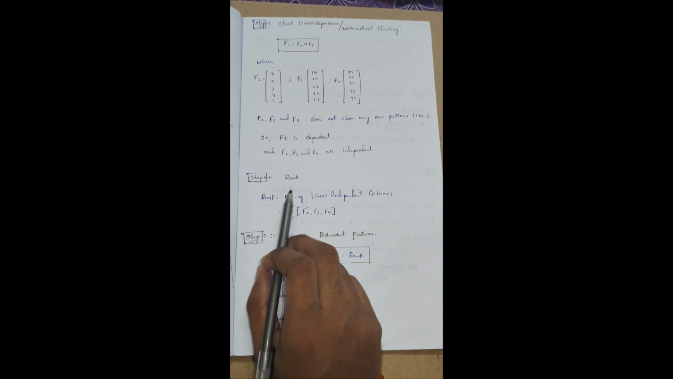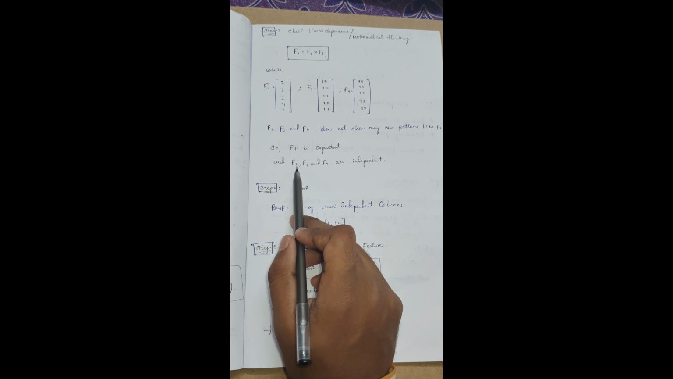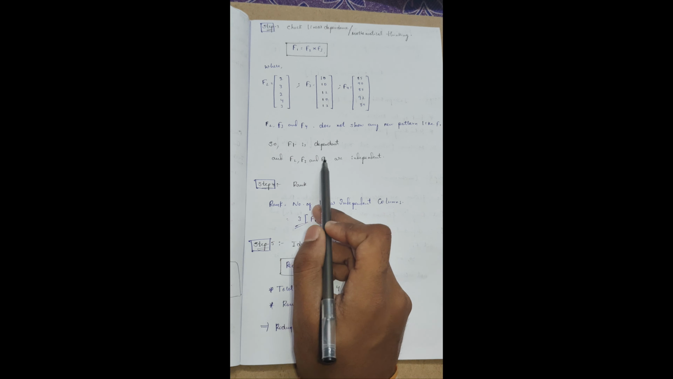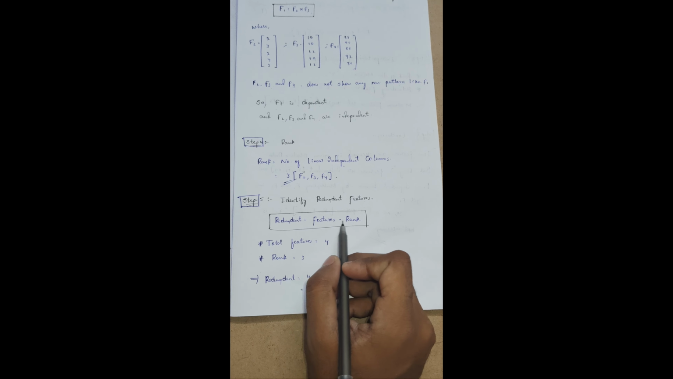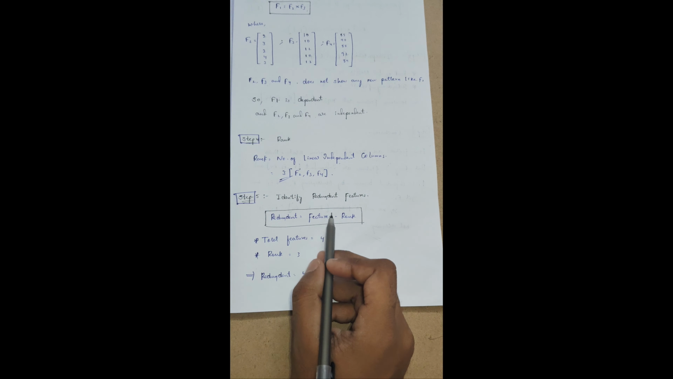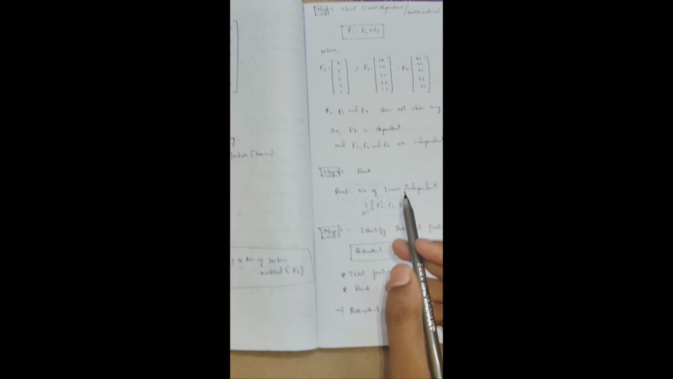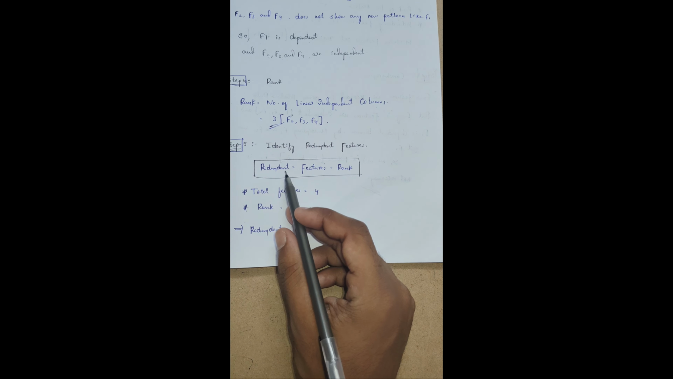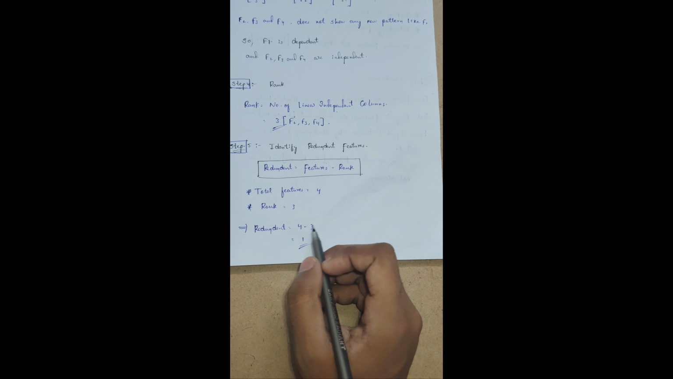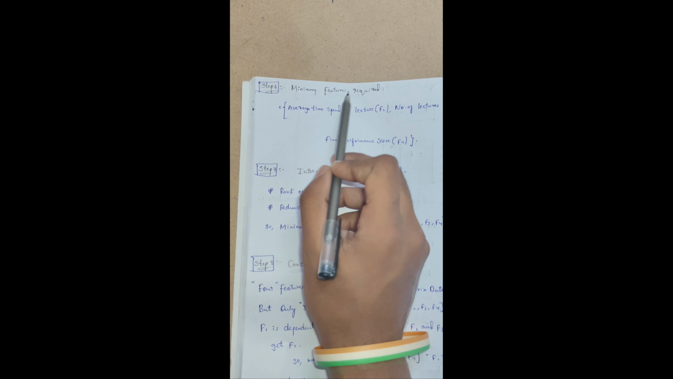Step 4, rank. Rank equal to number of linearly independent columns. Here F2, F3, F4 are independent. So they are 3. So rank is 3. Step 5, identify redundant feature. Redundant equal to features minus rank. Total features are 1, 2, 3, 4, so features are 4. We got rank equal to 3. By using the redundant formula, features minus rank, 4 minus 3 equal to 1. Redundant is 1.